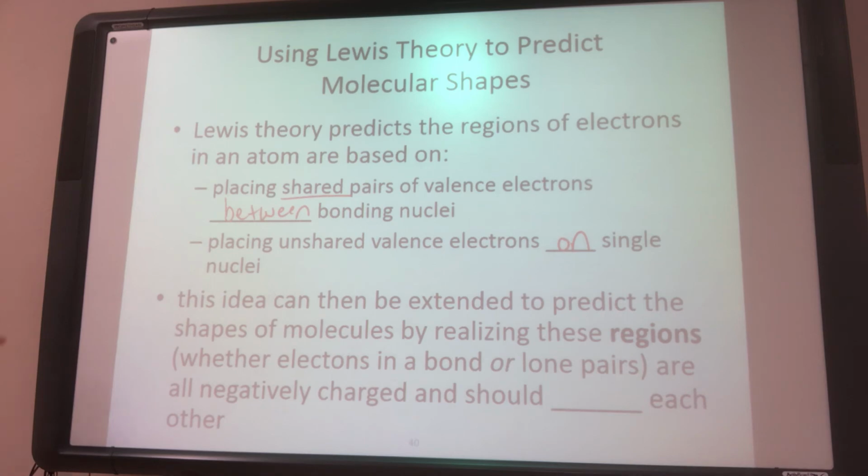So this general idea of where all these electrons are can be extended and help us to predict the shapes. Because one thing I have to realize is that these regions are electrons. And remember, it doesn't matter if they're in a bond or if they're a lone pair, what do electrons want to do? They're all negative, and negatives don't want to be near other negatives. So all of these electrons should repel each other. So if I keep in mind the fact that they're all going to want to repel each other, it's going to help me to be able to understand why my molecule takes the shape it does. Okay? So this will help me to be able to predict that shape.